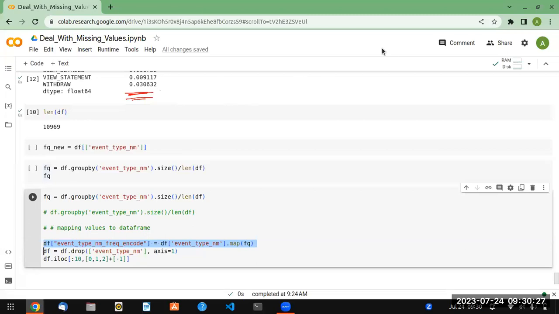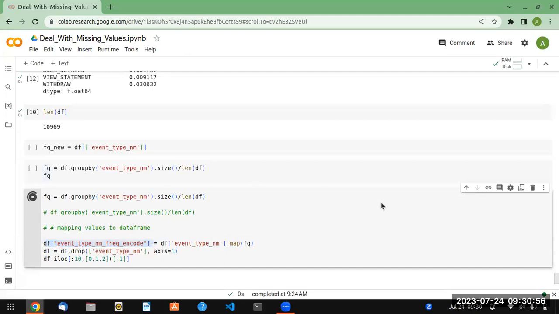Okay, I got your confusion. That time we were doing the proportion of each column. Here, inside one column, we are calculating each category's fraction. Yeah, now I got it, sir. Okay, and once we did that, you can map that frequency data to the event type name, and you can create a new column.